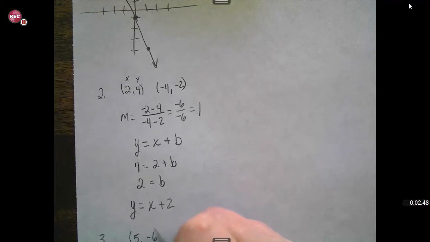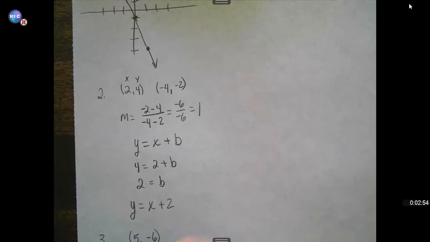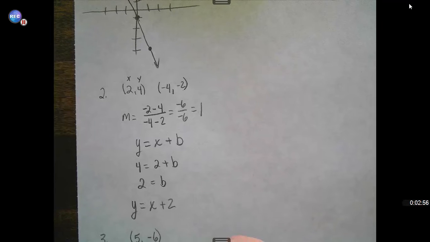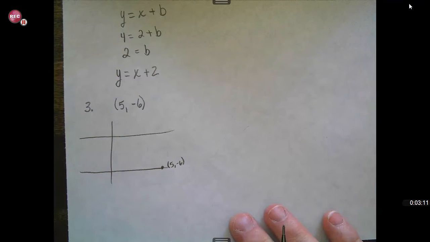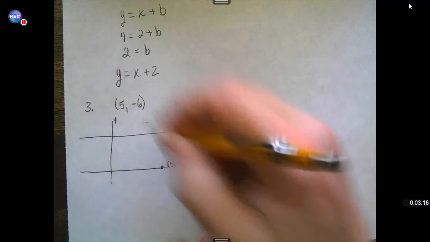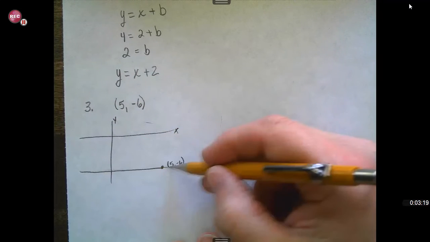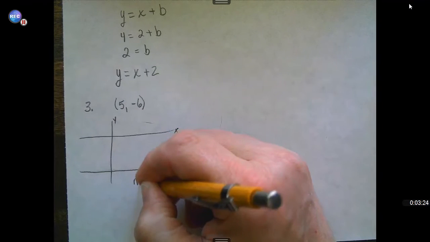Number 3. I want the equation of the horizontal line that passes through 5, negative 6. Well, 5, negative 6 would be down here somewhere. And the horizontal line that passes through there would be this horizontal line. And you can't see any of that, I'm sorry. So I've drawn my x and y axis, and then the horizontal line through this point, 5, negative 6.